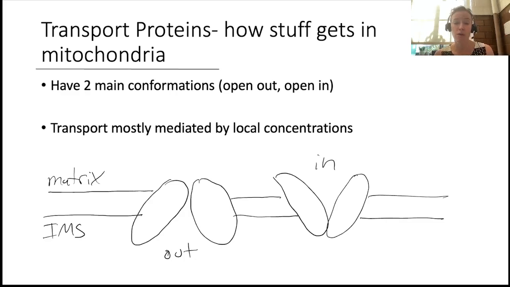Transport of these small molecules is mostly mediated by local concentrations. So these molecules are falling down their concentration gradients, from areas of higher concentration to areas of lower concentration, because this is thermodynamically favorable.